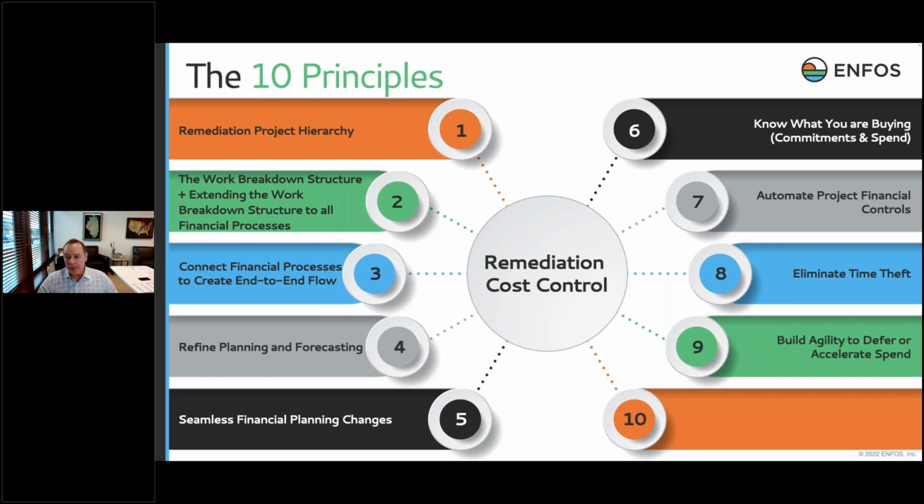Build agility to defer or accelerate spend. Certainly a major element of cost control, because business conditions change. Some years we're going to budget more money and we're going to want to accelerate work. Other years, maybe we have set a budget, but something happens and we need to defer spend. Sometimes that's business driven, sometimes regulator driven, sometimes remedial technology driven. So we're going to spend time talking about that.